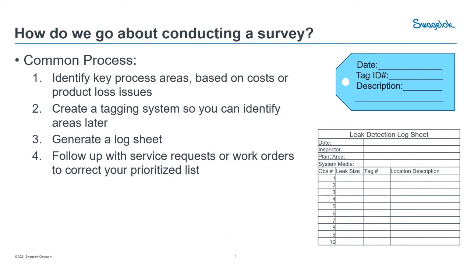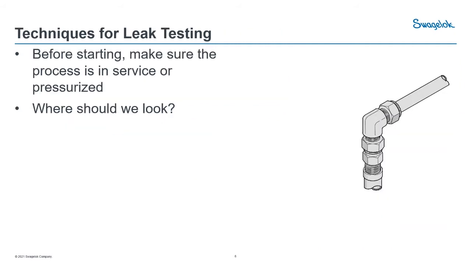And then we're just going to number our observations, tie that back to our tag ID number, and record what our leak size is and a little bit of the location of exactly where it's located, like maybe what process line it's on or exactly where on, say, a valve you're finding it, but also a little description of what you think the issue is. And then finally, we want to follow up with service requests or work orders as necessary to correct our prioritized list. So once we prioritize things, we want to make sure we do that final step and put in those work requests.